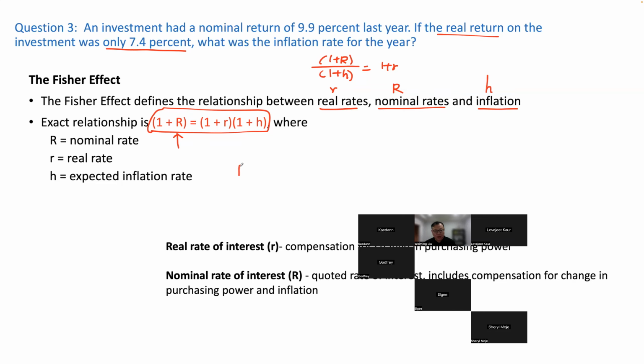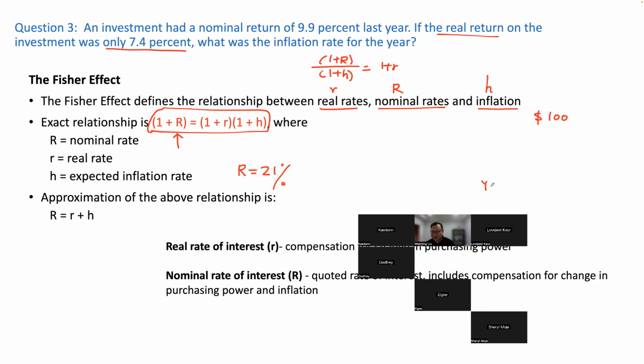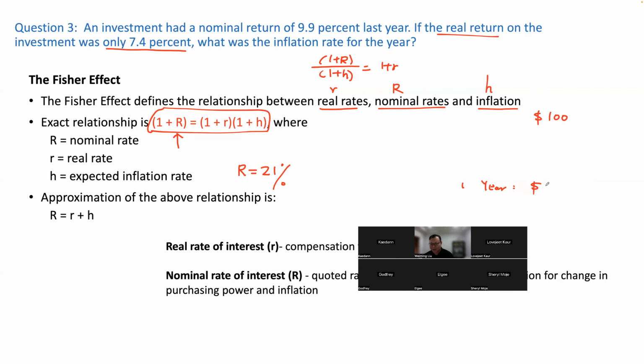Suppose your nominal return is 21%. That means on day one, you invest $100. How much will you receive a year later? Your nominal return is 21%, so you invested $100. How much do you receive after 1 year in cash?